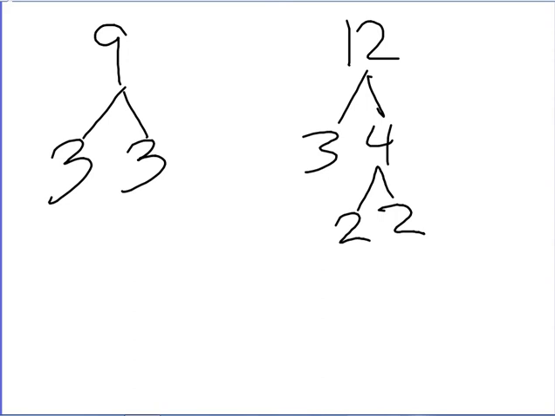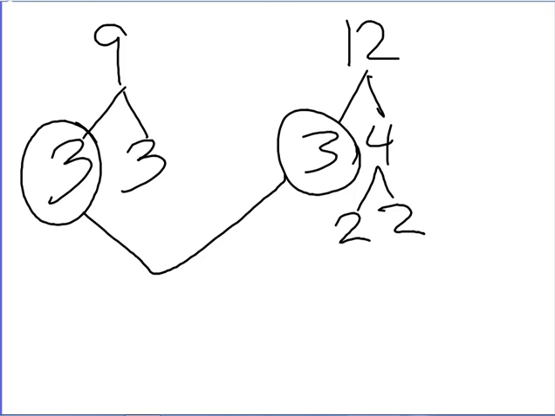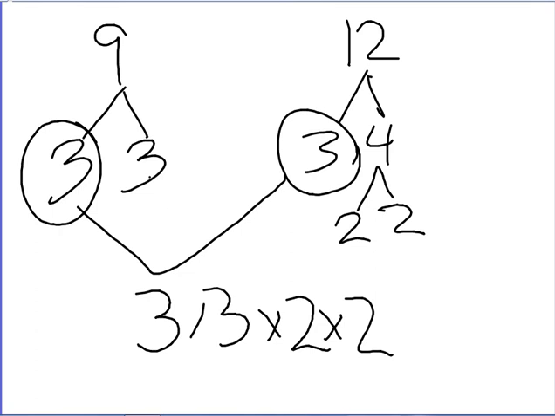So now what we do is we write out the multiplication problem. I have a 3 here and a 3 here. This is the only common number. So those two 3's are going to equal a single 3 when I create my new problem. Then I bring all the other numbers down. So 3 times 3 is 9, times 2 is 18, times 2 is 36.